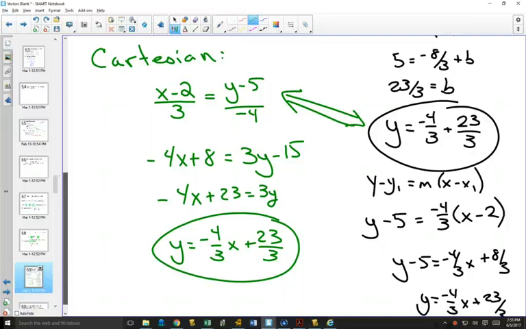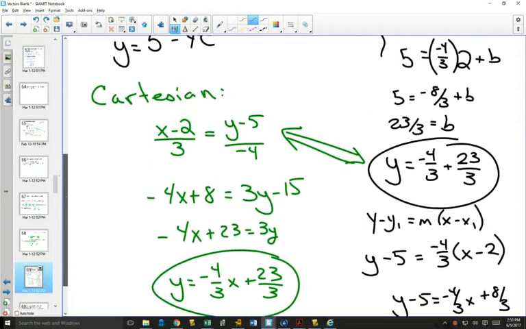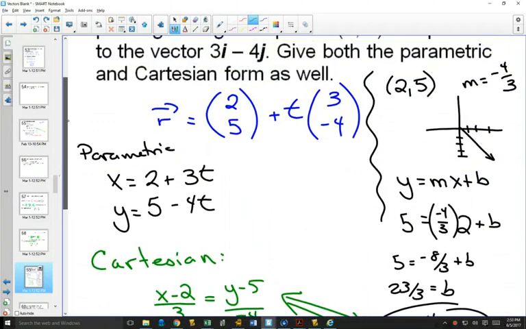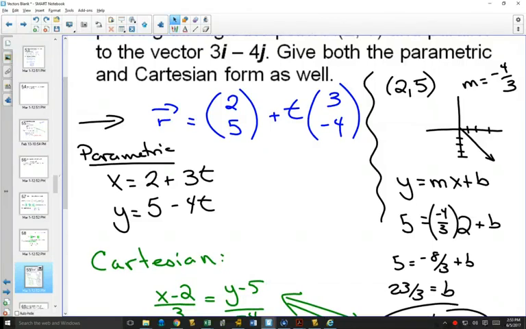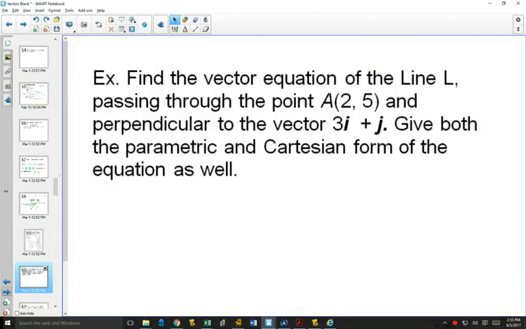For vectors, the black stuff, that's review of before. For vectors, what we're mainly going to deal with is our equation of a line in vector form and our parametric form. The Cartesian form is just a way for us to transfer back to what our equations were from before. So here's one for you to try.